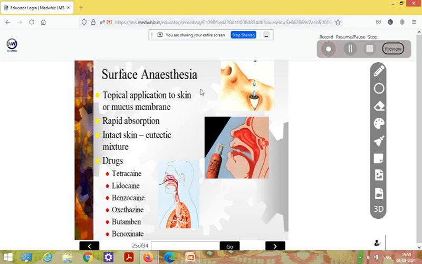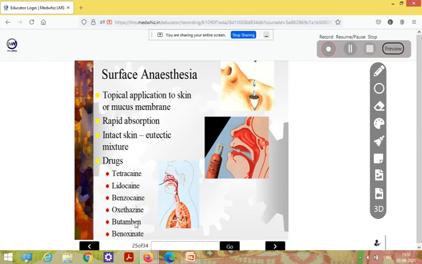Okay, so surface anesthesia, very commonly seen. You're going to see this in your ophthal and your ENT postings also. So the topical anesthesia used on the eye, and we also have a rabbit eye experiment of local anesthesia. So there you would be seeing where we are going to use it as a surface anesthetic. So again, lipid soluble membranes, the absorption is going to be very fast, and if at all you have to anesthetize intact skin, then you would be using a eutectic mixture.